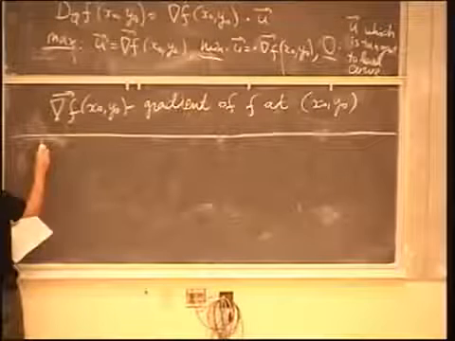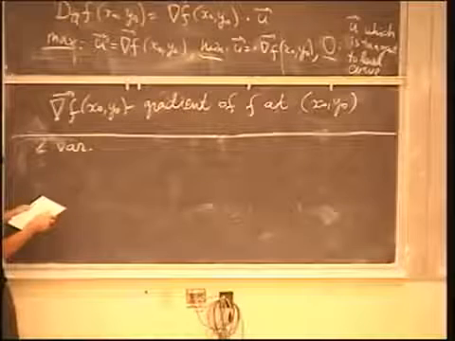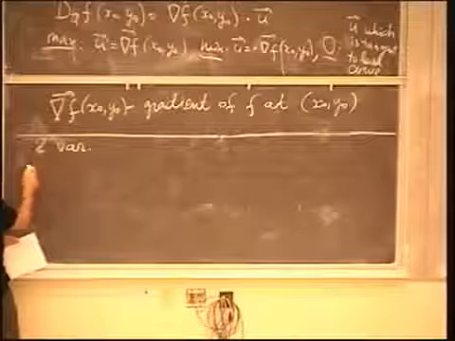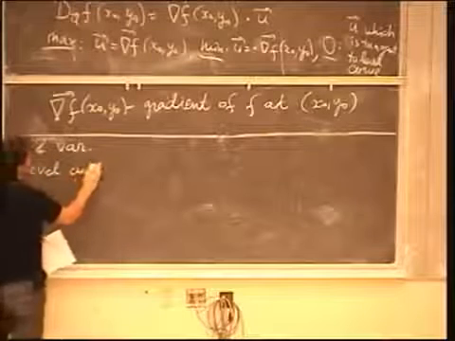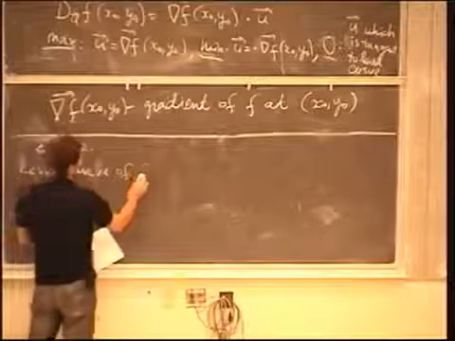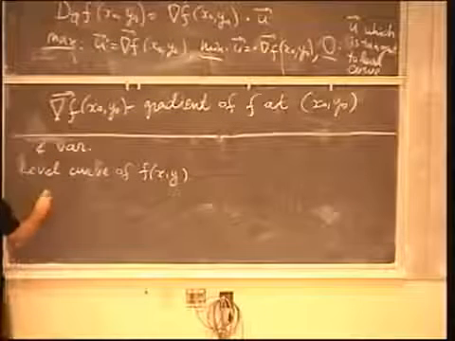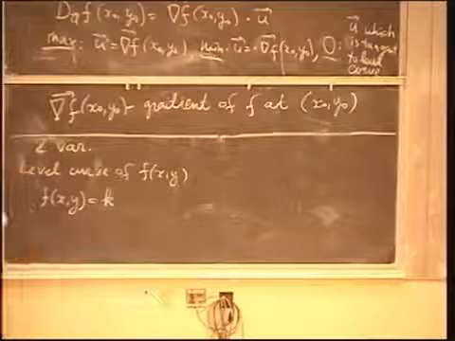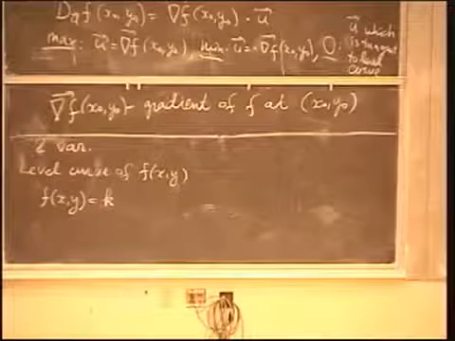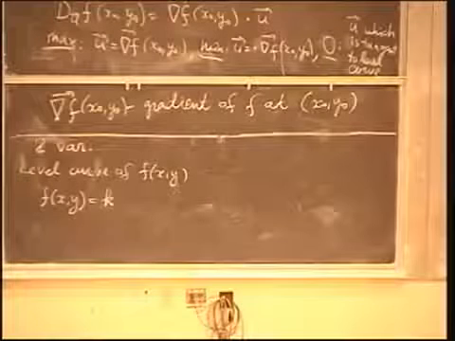there's no ambiguity, there's no confusion. So the first is the two-variable case. In the two-variable case, we look at the level curve of a function f of x, y. So it is given by this equation, f(x,y) equals k. So that's this level curve. That's this curve of equal height or equal altitude, which I drew over there.